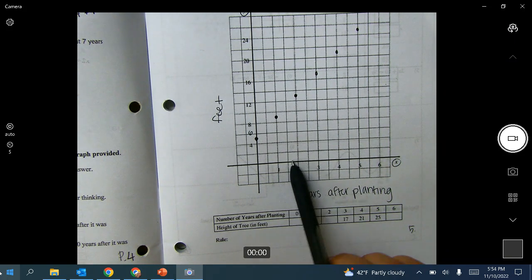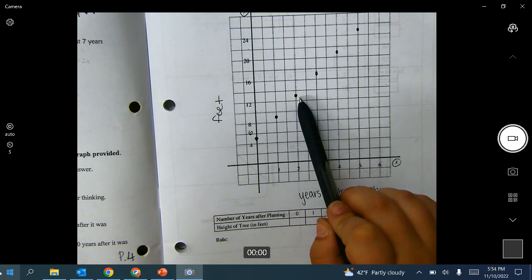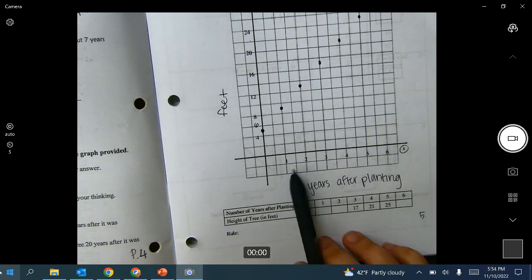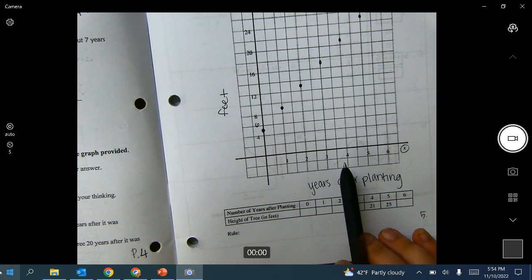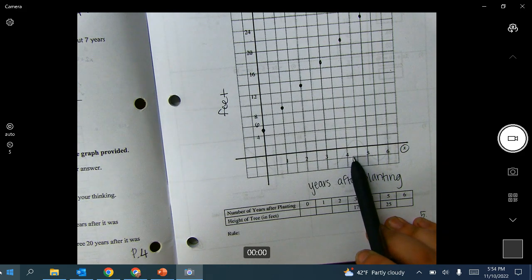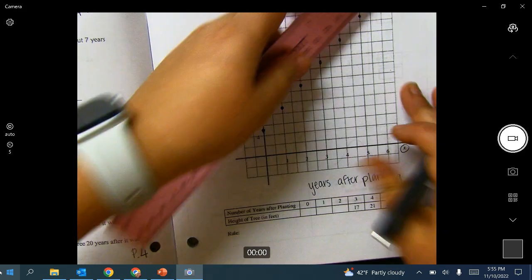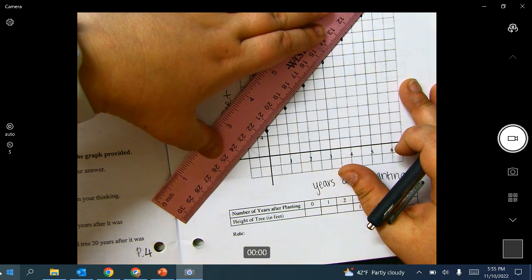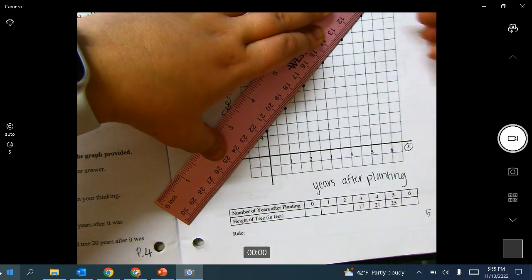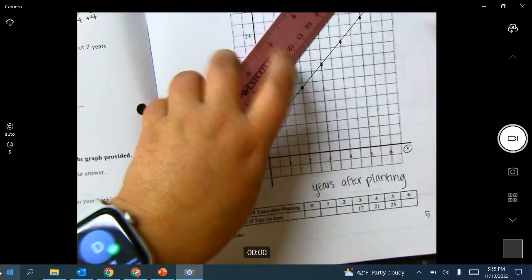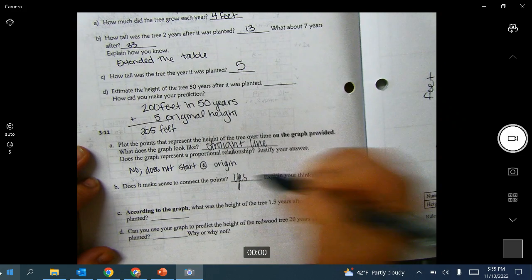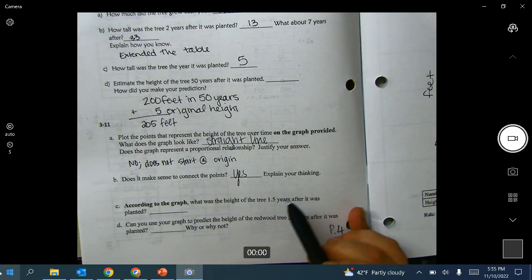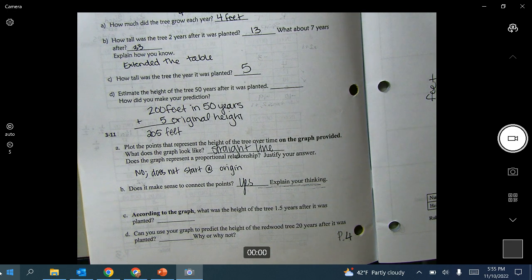So, since there are things happening in between here, things are still changing, and it is possible for it to be in between these, right? Like it's possible to be at 1.5 years or 4 years and a quarter, right? It's possible to have parts of years. So, because of that, it does make sense for us to connect these points in a line. Okay, so you can use any of the things that I just said to help explain your thinking down here. Okay, so go ahead and put that into your own words.